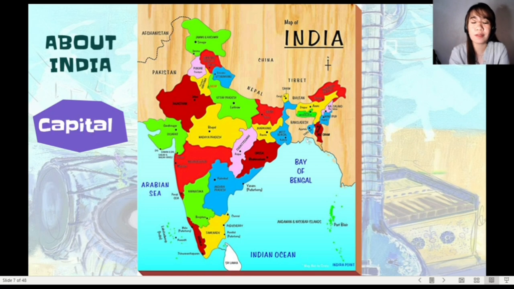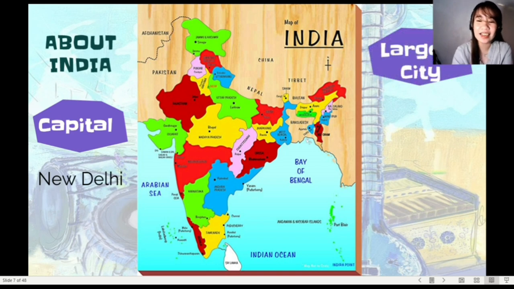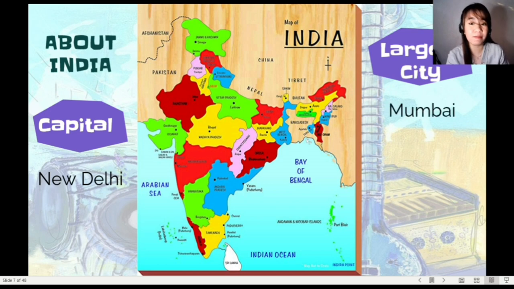So the capital of India is, do you know? What is the capital of India? If your answer is New Delhi, then again, you are correct. Wow, okay. Next one, the largest city. So look at the picture. I know that you cannot read because the letters are too small. But do you know which of these cities is the largest? The largest city is Mumbai.